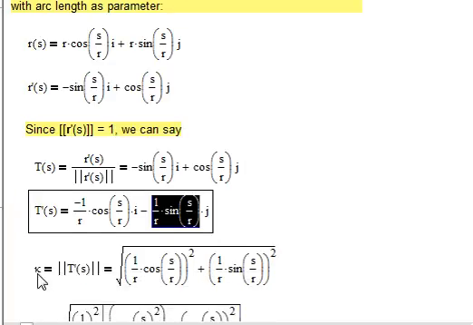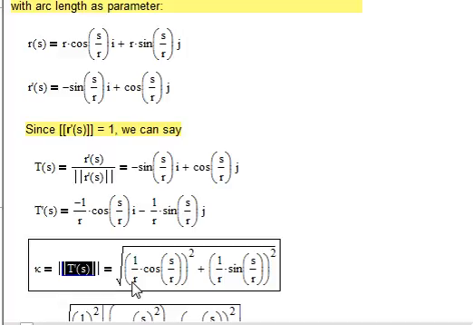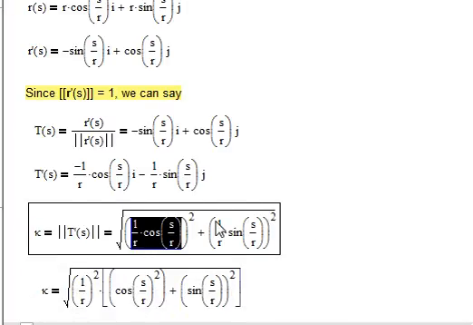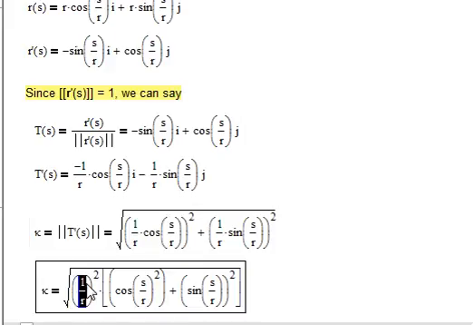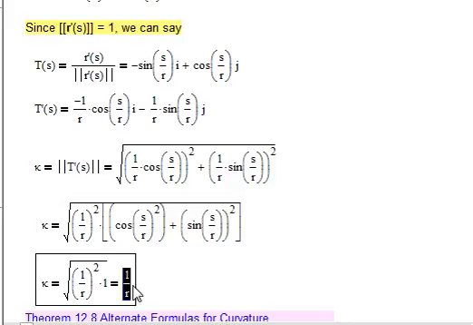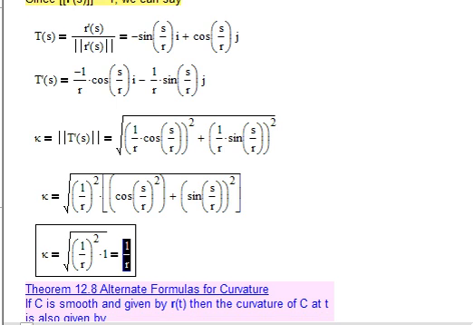And so, our curvature is the length of that vector, which is, in this case, the square root of, actually, this is negative, but when you square it, you're going to get a positive anyway, so negative 1 over r times cosine of s over r, squared, plus 1 over r times sine of s over r, squared. And of course, what happens then, you're going to get a 1 over r squared that will factor out, see? And then you'll get cosine squared plus sine squared of s over r, which is, of course, 1. And the square root of 1 over r squared is just 1 over r. So our curvature is 1 divided by the radius.